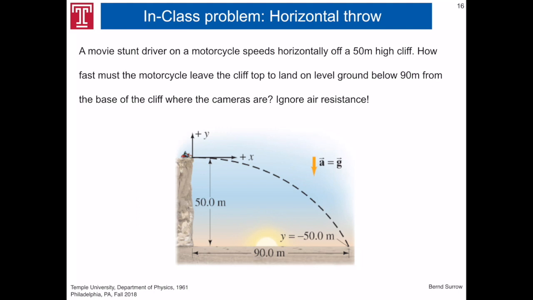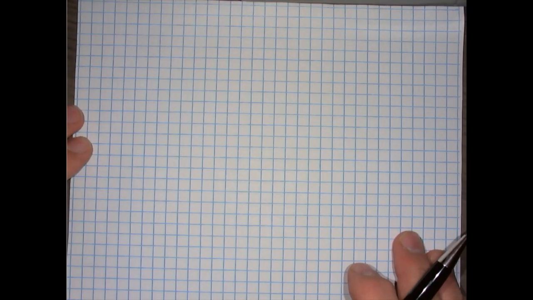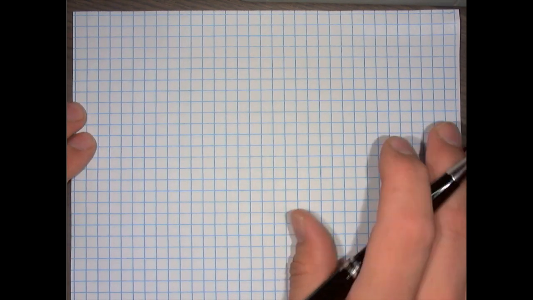Okay, so that concludes this class for week 3 on day 1, but I will finish now the explicit calculation of the horizontal throw. Okay, so let's do the in-class problem of the horizontal throw now. I will leave the numbers up to you using this concrete example.